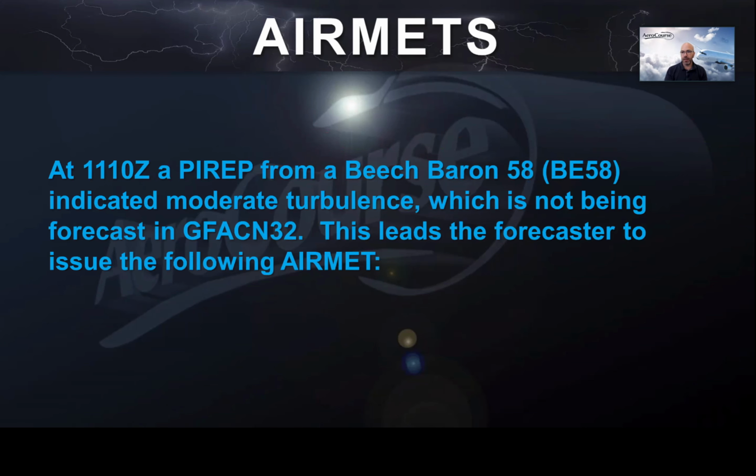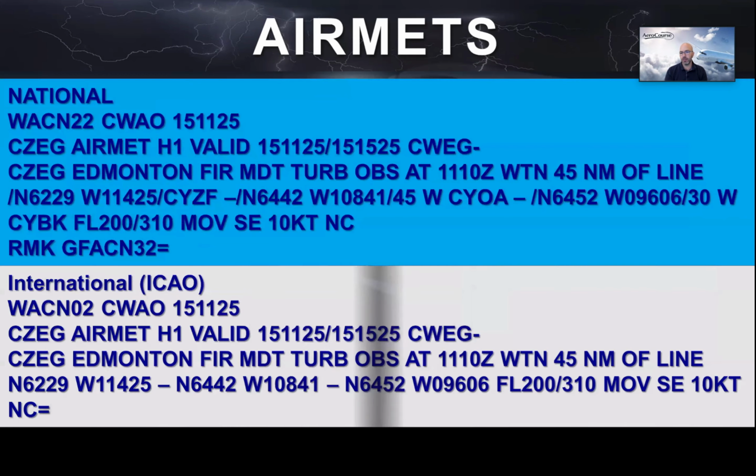So some guy at a Barron encounters some turbulence. He makes a pilot report to ATC. That could create an AirMet. And the AirMet, again, comes in two different forms, the national and the ICAO. So the national one here is at the top, same thing. It references airports. It references the GFA that it's amending, whereas the ICAO one only uses latitude and longitude, and it doesn't mention any other weather chart. So if you read one, you can read them both.